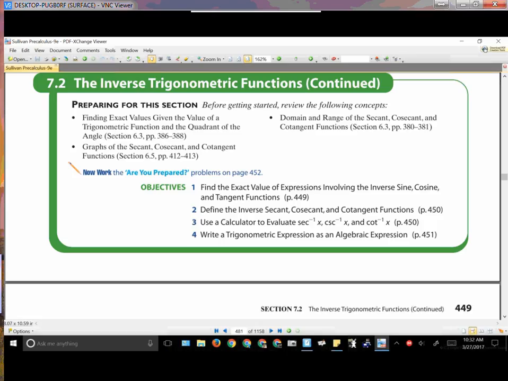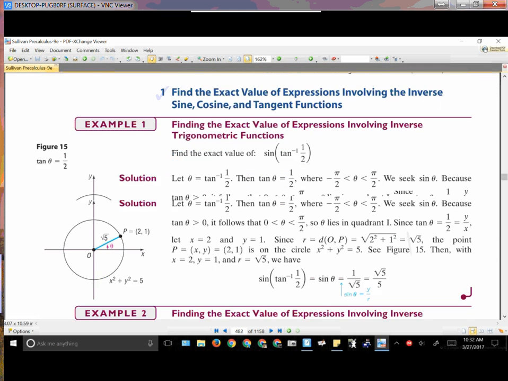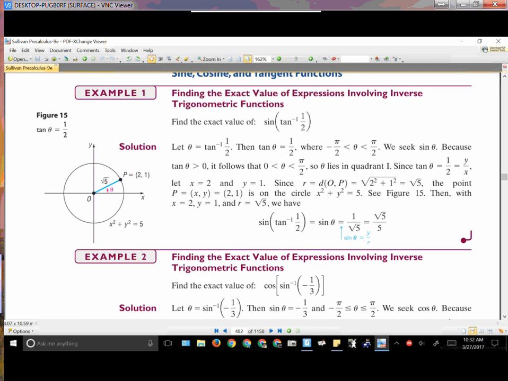Continuing on with finding the inverse functions. Now, like I said, having that wonderful little unit circle comes in extremely handy for this stuff. So if I want to find the exact value of the sine of the inverse tangent of 1/2, what is that going to be?